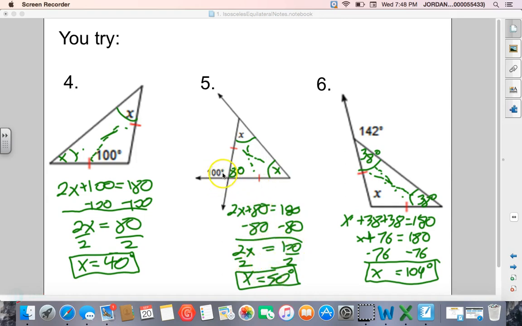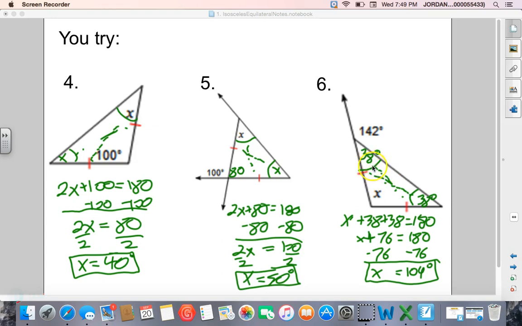Now you might have also remembered the external angle theorem, which says any angle you have on the outside of a triangle has to equal the sum of the two opposite angles. So you could have just said, well, 100 must equal x plus x, which would work also. And then you divide by 2 and get 50, you get the same answer.